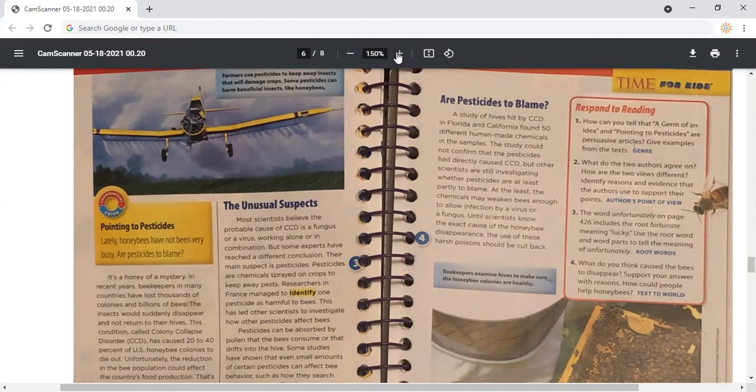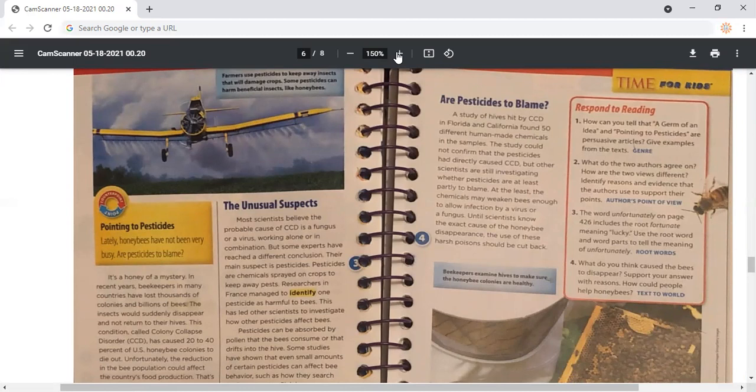Pesticides are chemicals sprayed on crops to keep away pests. Researchers in France managed to identify one pesticide as harmful to bees. This has led other scientists to investigate how other pesticides affect bees. Pesticides can be absorbed by pollen that the bees consume or that drifts into the hive. Some studies have shown that even small amounts of certain pesticides can affect bee behavior, such as how they search for flower nectar. Sick bees may not be able to figure out where they're going, get lost, and never return to their colonies. This would explain the decline in honeybee populations.